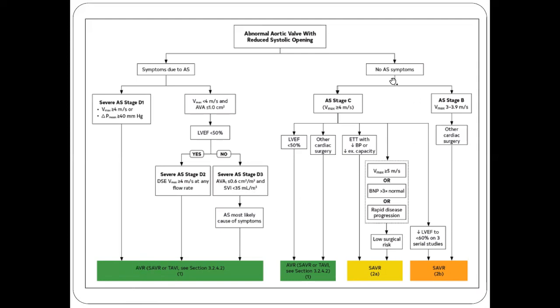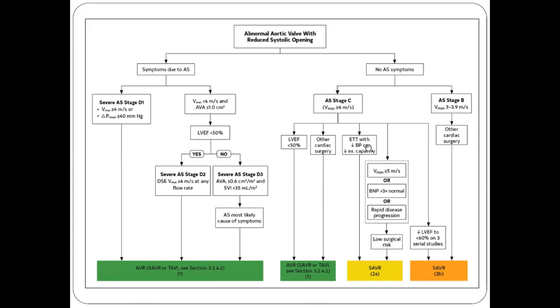If there are no AS symptoms, then AS stage C, that is Vmax more than 4 meters per second, and if the EF is less than 50%, then we go for aortic valve replacement, which is a class 1 recommendation. And if any other cardiac surgery is done as concomitant, then AVR is done as a class 1 recommendation.